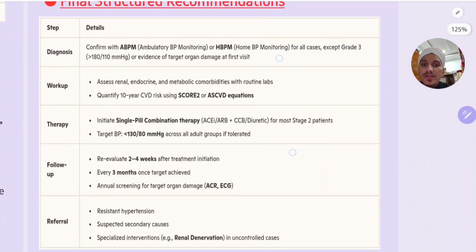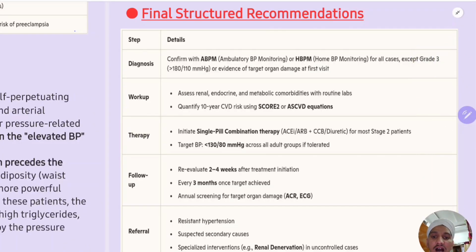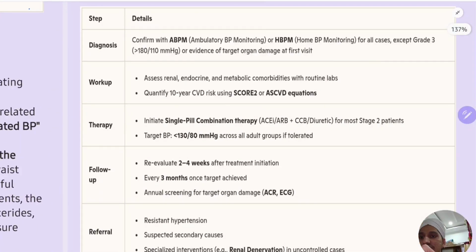So now the last one, this is the summary of the whole topic of hypertension which we have studied till now. This is the final structured recommendations. Okay. So what you will do, you will do a diagnosis either by ABPM, ambulatory BP monitoring, or HBPM, home BP monitoring, for all cases except stage 3. Okay. Or office BP also.